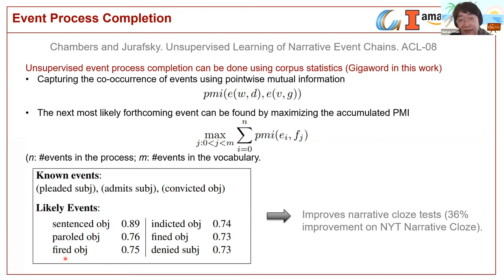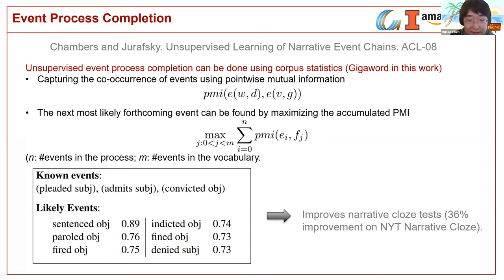So in the same work, the authors also show that the event process completion leads to as much as 36% of improvement on the NYT narrative cloze test over the best baseline, which actually kind of pointed out that this kind of event process knowledge is essential to narrative prediction.